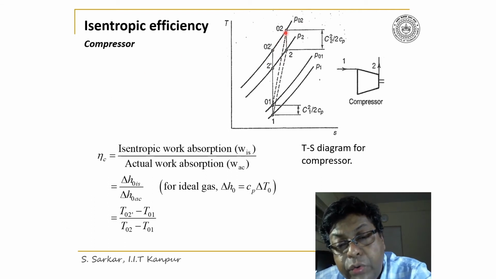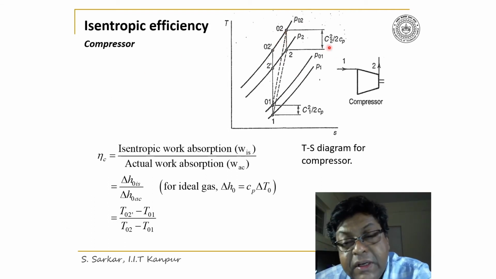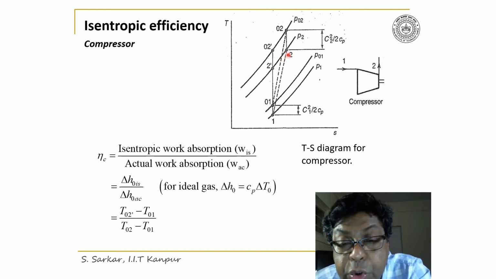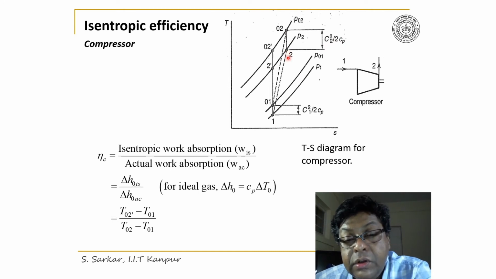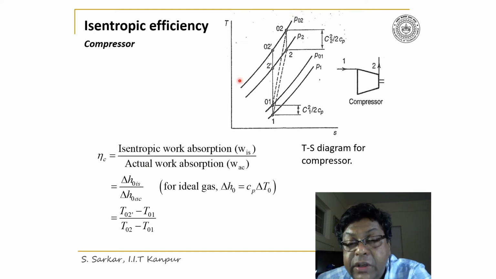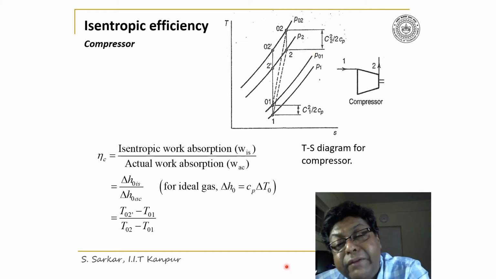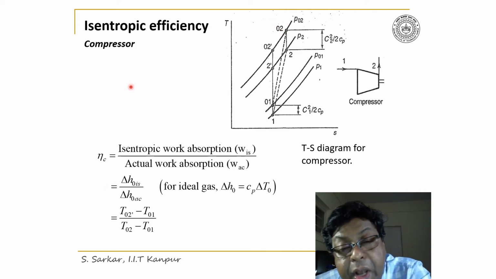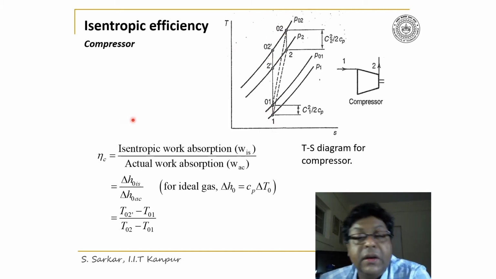Now from 0,2, if you subtract C2 squared by twice Cp, you will get 2. So now you can join 1 and 2. So you can identify P2. So thereby P02 and P2 are identified, and thus 02 and 02 dash. 02 dash would correspond to isentropic compression.